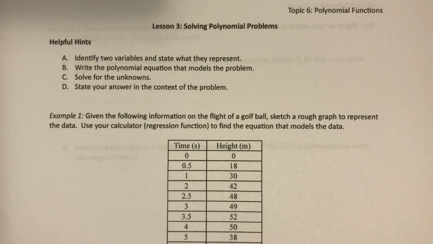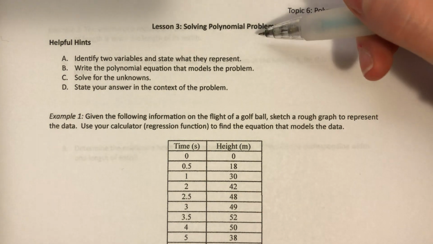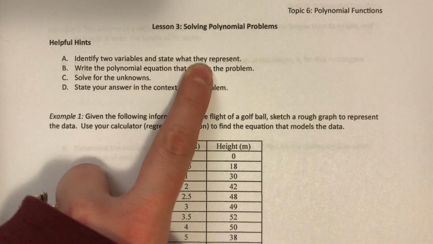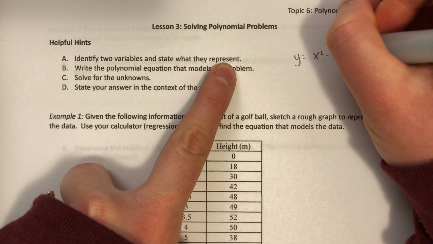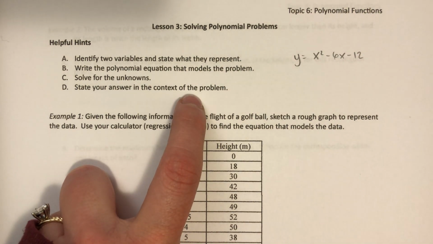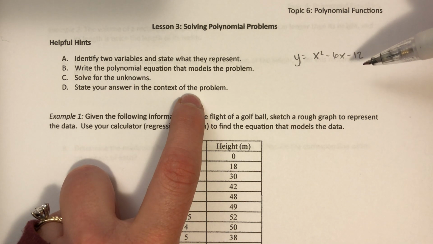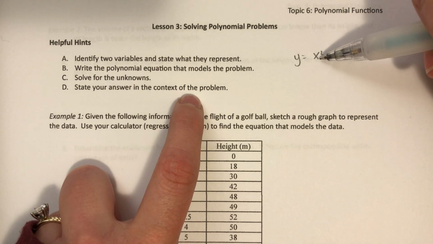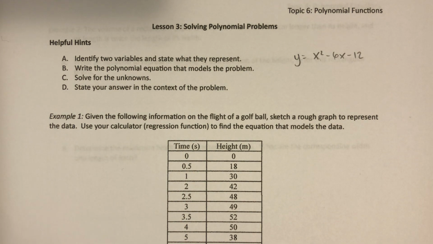We just have to come up with equations in a couple of instances. So some helpful hints: we always want to identify two variables and state what they represent, right? So y is equal to an x squared minus 6x minus 12 or something. X and y both mean something, okay? So a lot of the time it's like time and height, or one we're going to look at is the dimension of a box and volume, those sorts of things. So we need to figure out what those variables mean.